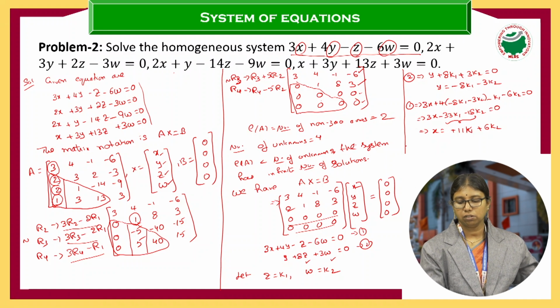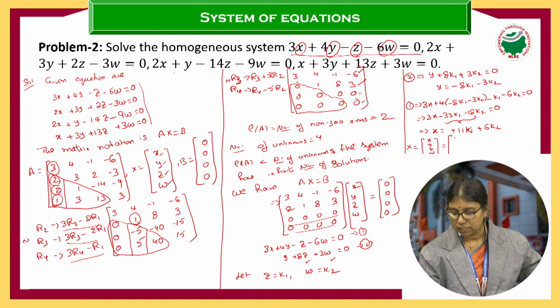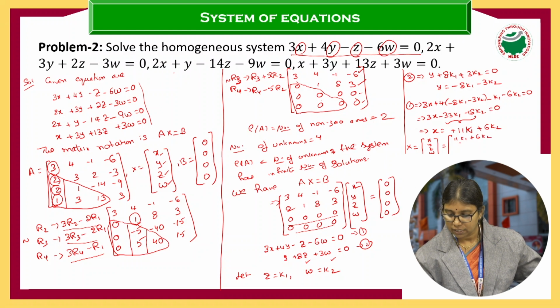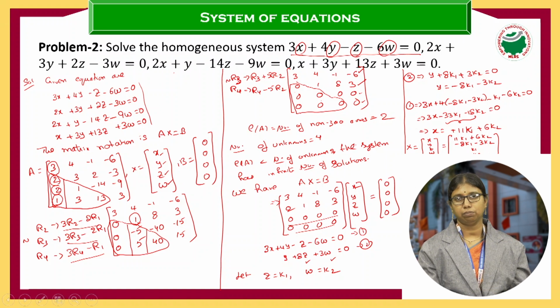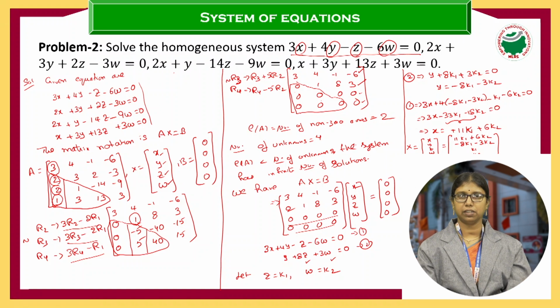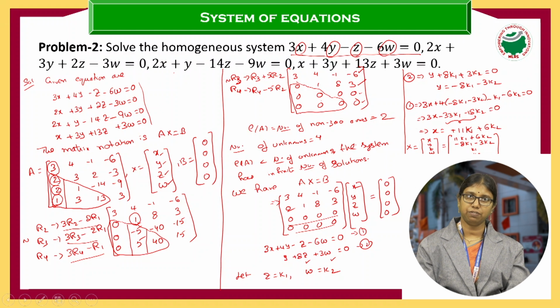So now what is the solution? Your solution, capital X, is X, Y, Z, W. That is, X is 11K1 plus 6K2, Y is minus 8K1 minus 3K2, Z is K1, W is K2. So on separating by K1, K2, based on the K1, K2 values, you will get an infinite number of solutions. Like this, we can find the solution for a homogeneous system of equations.